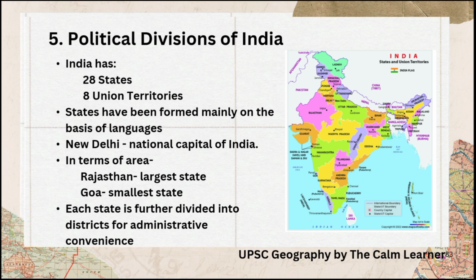Now, for smooth administration, India is divided into states and union territories. At present, India has 28 states and 8 union territories. Most of these states are formed mainly on the basis of languages. New Delhi is the national capital of India. Rajasthan is the largest state in terms of area, while Goa is the smallest state. Each state is further divided into districts so that administration can reach people easily. This political division helps in better governance of such a large and diverse country.